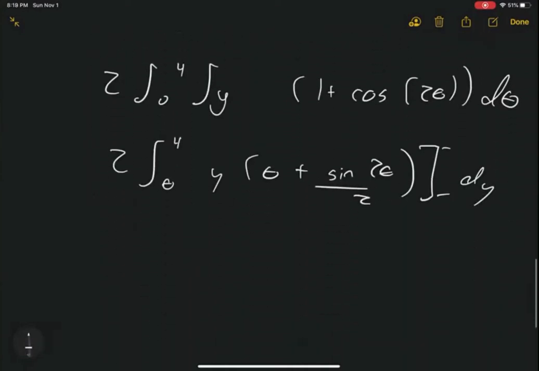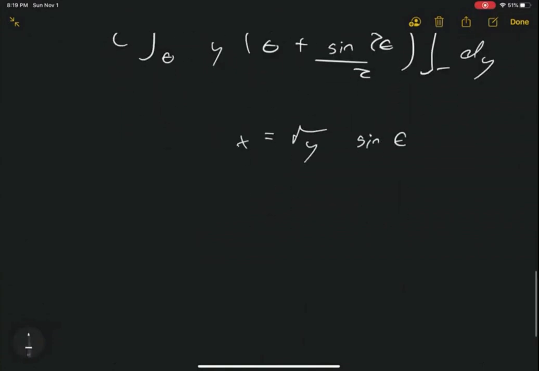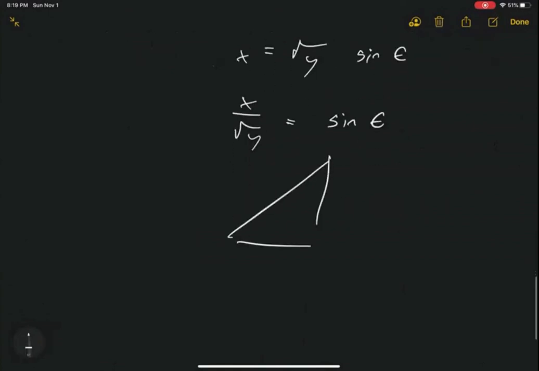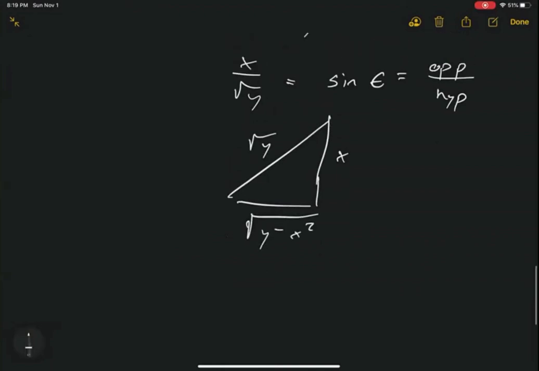I would evaluate this at bounds. Well, remember I made a substitution, so I want to undo my substitution and use my original bounds. So how do I undo this substitution? Remember what the substitution was. It was x equals square root of y sine theta. So x over square root of y equals sine theta. And remember how we undo these trig substitutions. Sine theta is opposite over hypotenuse. So I can draw a triangle and think of the opposite as x, the hypotenuse as square root of y. And then this side would be square root of y minus x squared, just by the Pythagorean theorem.